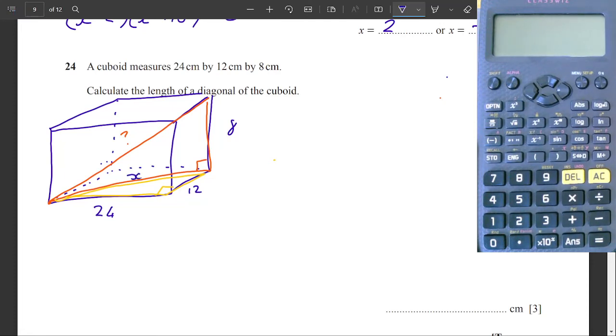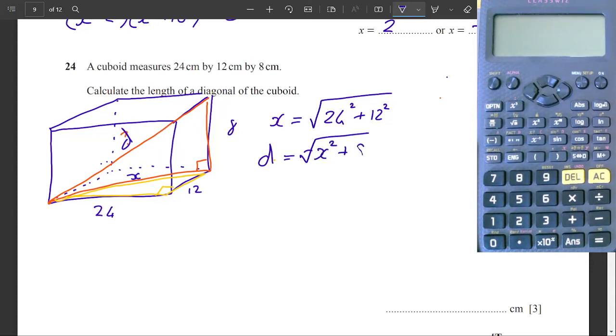Let's call this x. So x equals the square root of 24 squared plus 12 squared. That will give us x. Then we have to take x, and to find this one, let's call this d for the diagonal. To find d, we need to take the square root of x squared plus 8 squared. And we get the answer. I'm already basically there.